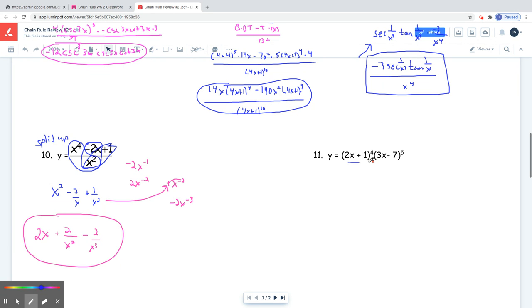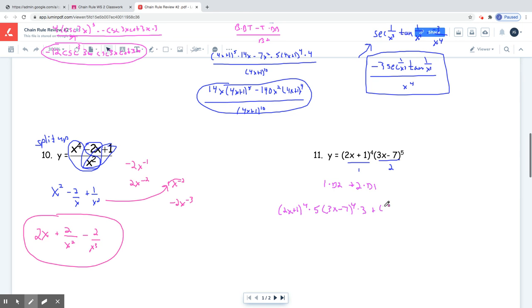All right. First term, second term, we have product rule, which is the first times the derivative of the second plus the second times the derivative of the first. So the first is 2x plus 1 to the 4th times the derivative of the second. Well, that's a chain rule. Bring the 5 out front. Keep the inside the same, 3x minus 7. The 5 becomes a 4 times the derivative of the inside, which is just 3, plus the second.